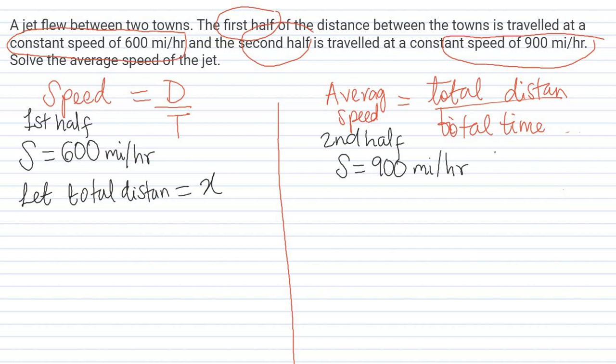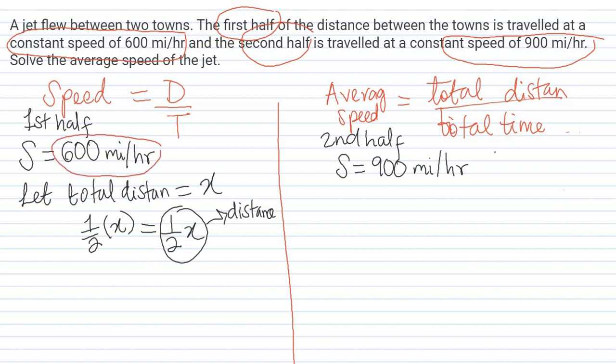Therefore, the first half of the distance traveled is going to be 1/2 of the total distance, which is x. So what you end up having is 1/2 x. That's that one. And that 1/2 x is going to be equal to the distance. So remember, speed equals distance over time, and we have our speed to be 600 miles per hour, and we have our distance to be 1/2 x.